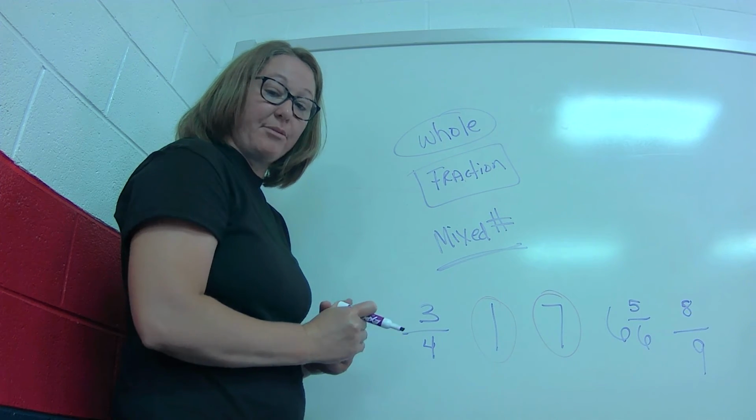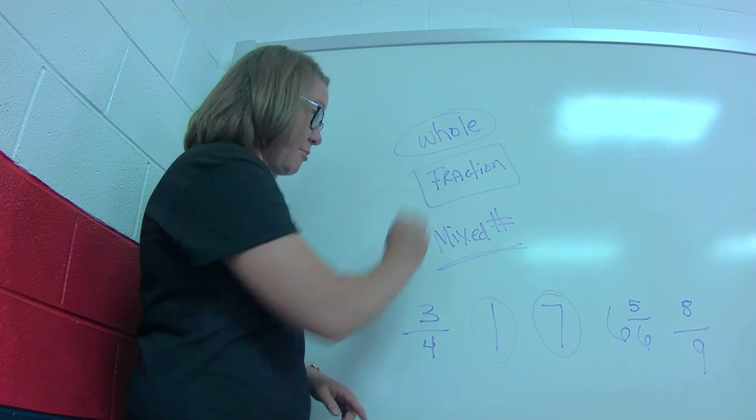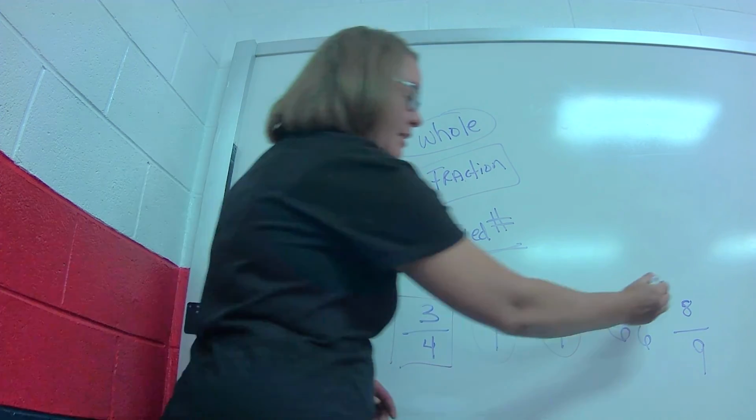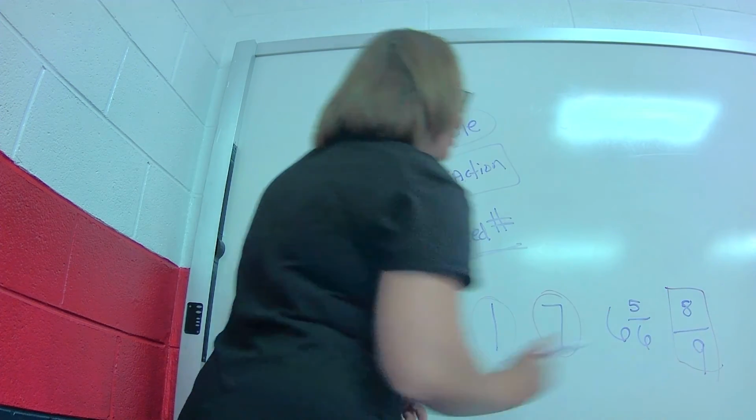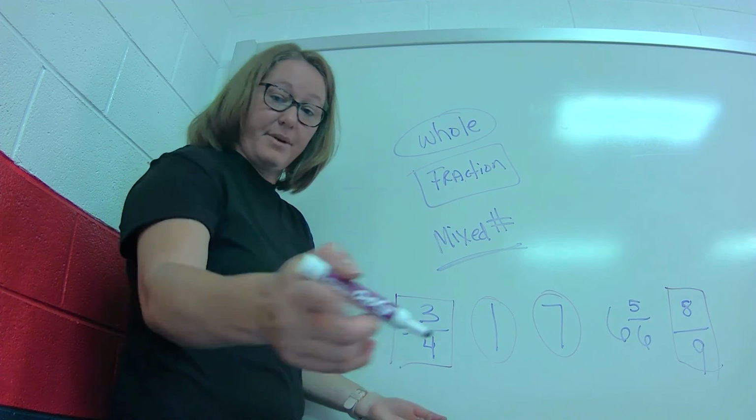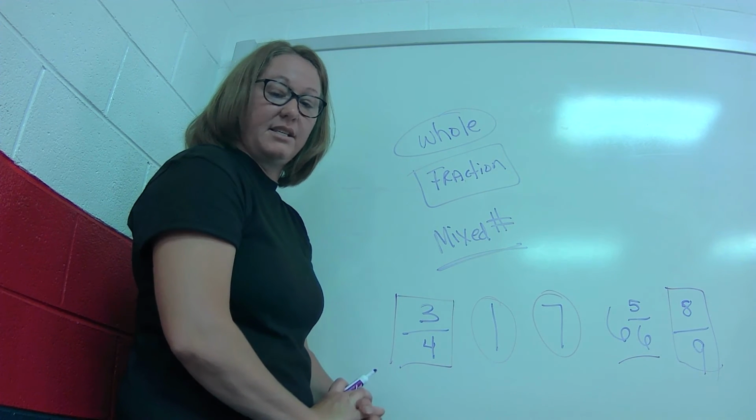Do we have any fractions? We have some proper fractions. Again, numerator is less than the denominator. Our fraction, we're going to put in a box. That's right, 3/4, 8/9, and what are we going to do? We have 6 5/6 left. So what is 6 5/6? It's a mixed number. Very good. And we said we were going to underline the mixed numbers.